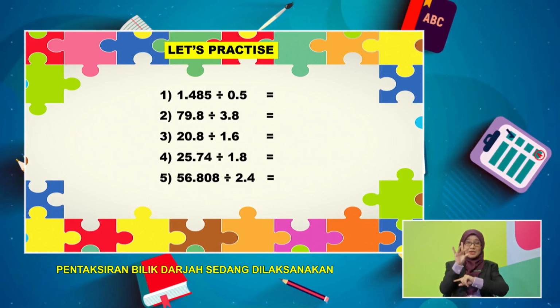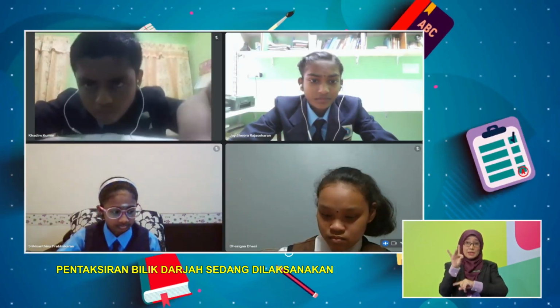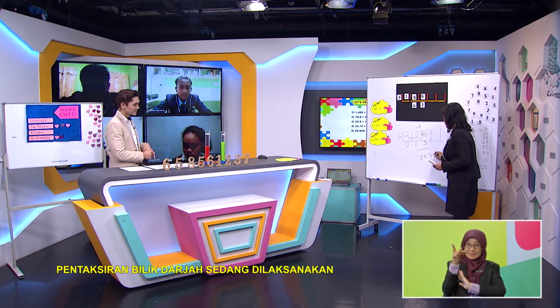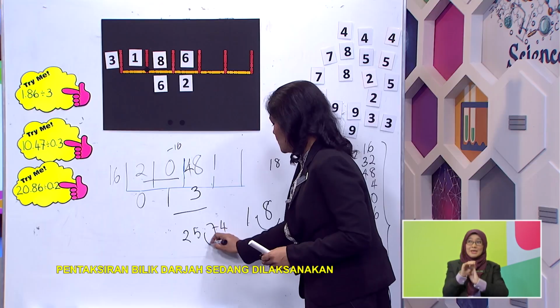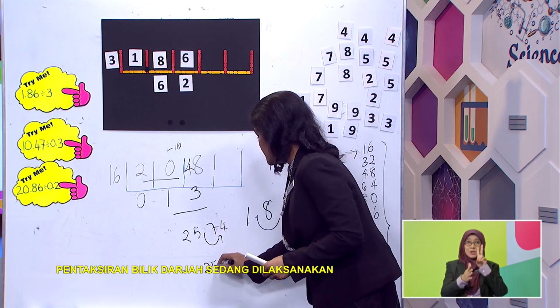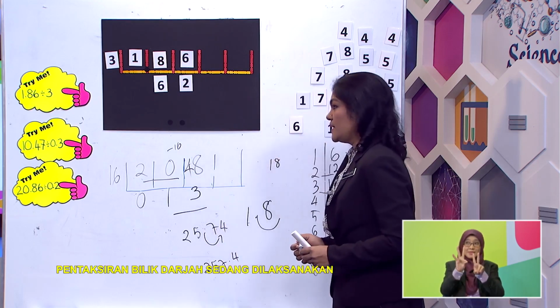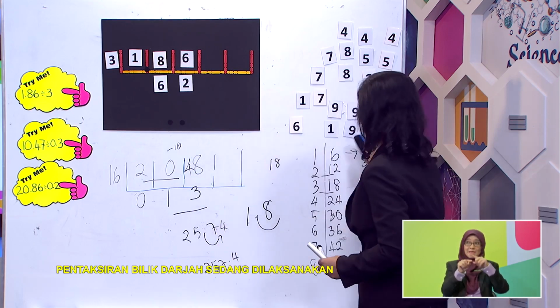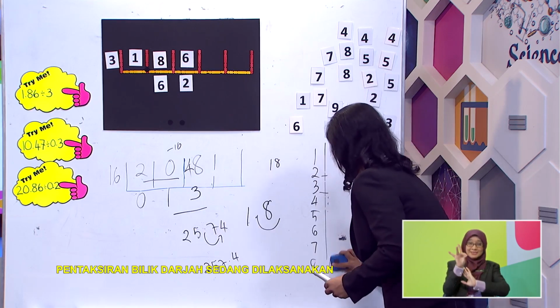Move the decimal, it becomes 18. And then the dividend, 25.74, we move one place too, right? So here also we move one place. So it becomes 257.4 divided by 18. Okay, how to get 18? Do you want to try? Anyone would like to try here?